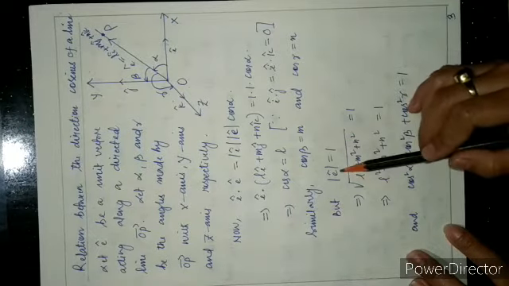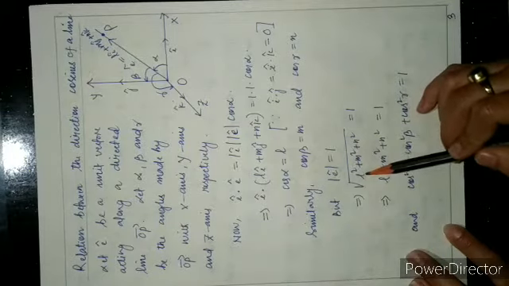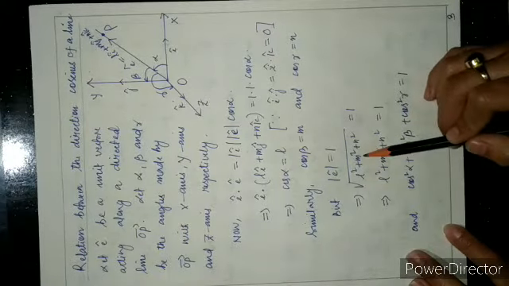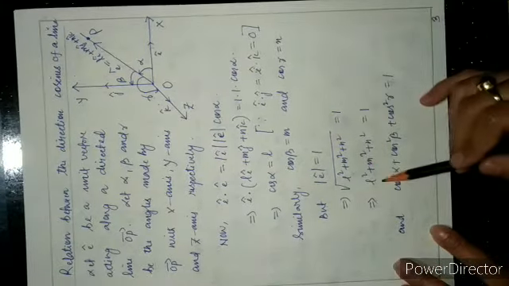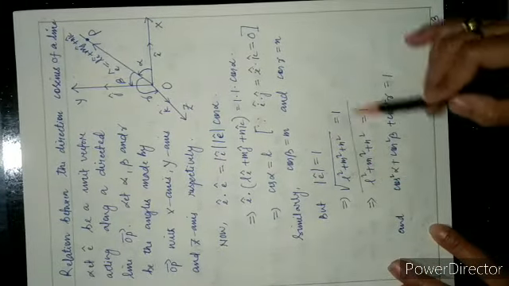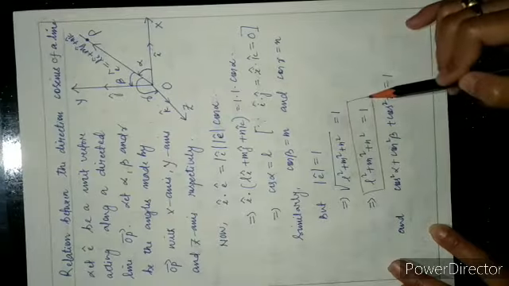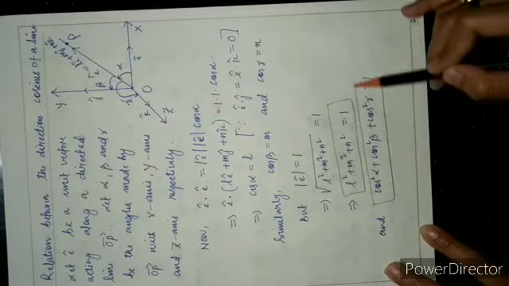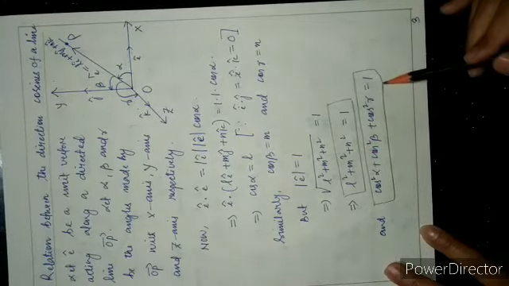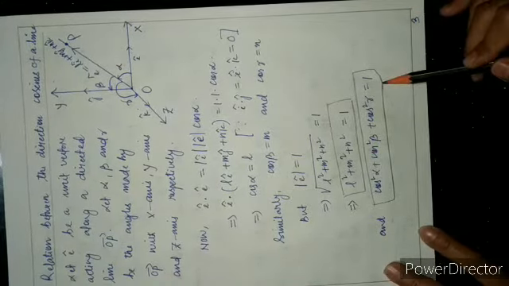Find the magnitude of E cap in terms of components. It will be root over L square plus M square plus N square is equal to 1. Squaring on both sides, we have L square plus M square plus N square is equal to 1, and also cos square alpha plus cos square beta plus cos square gamma will be equal to 1.